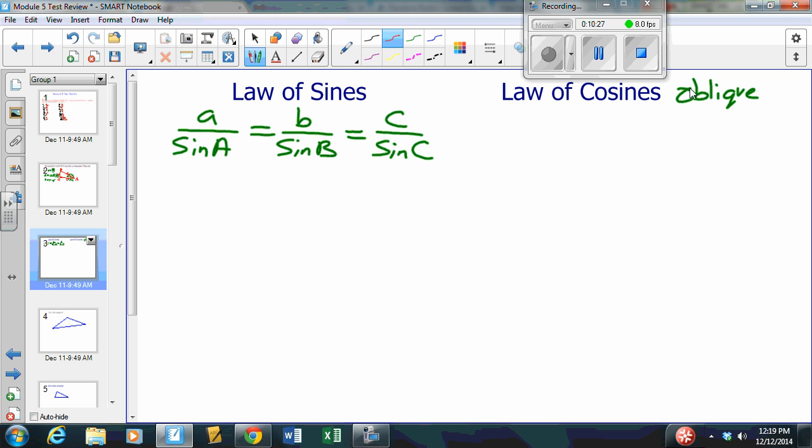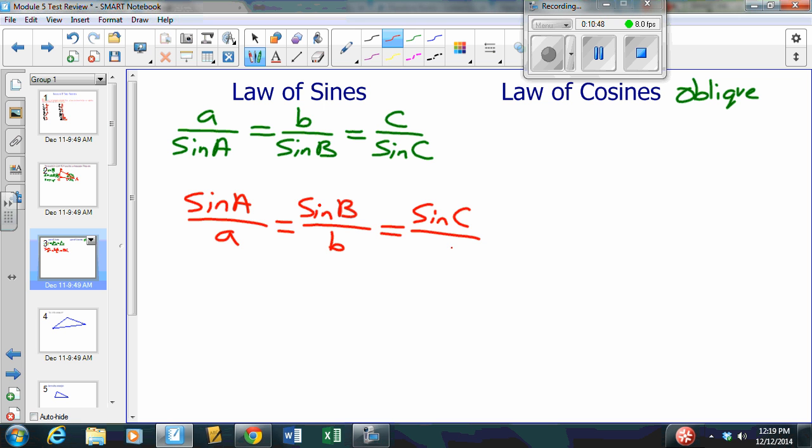Now, when I'm solving for a side, if it's a side that I don't know, then I put the side length on top. If it's an angle I don't know, you can switch these around. Sine of A over side A equal to sine of B over side B equal to sine of angle C over side C.